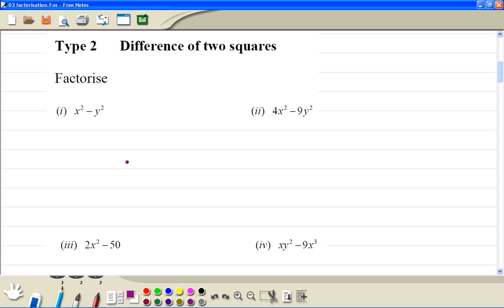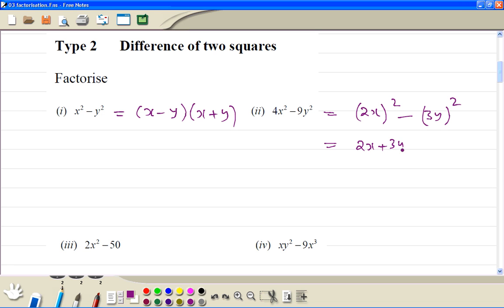Difference of two squares. So number 1, basically x minus y times x plus y. First we rewrite this as 2x all squared minus 3y all squared. Now we do the difference of two squares, that will be 2x plus 3y times 2x minus 3y.